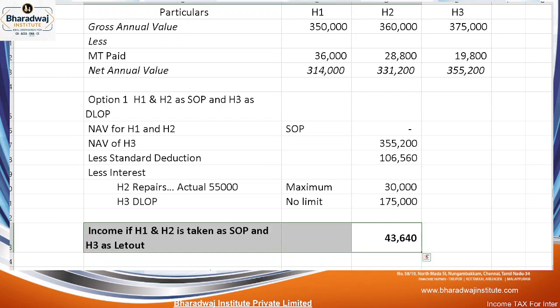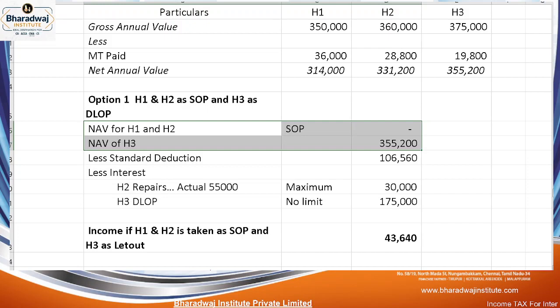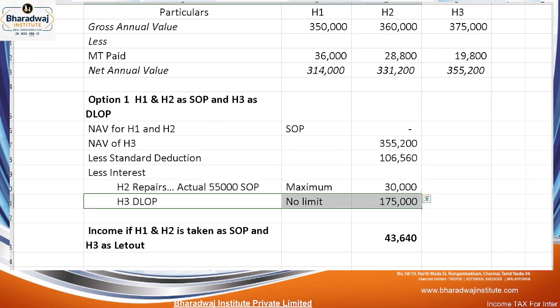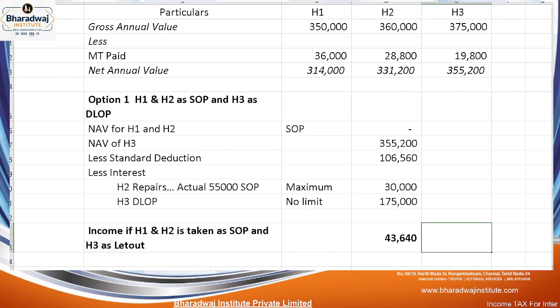Once again I repeat, option 1, house 1 and house 2 taken as self-occupied, house 3 as let out property. NAV for the self-occupied property will be 0. NAV for deemed let out property will be 3,55,200. Standard deduction is 1,06,560. Interest for house 2, it is a self-occupied property, maximum we can claim only 30,000. Deemed let out property, there is no limit. So if this option is chosen, taxable income will become 43,640.